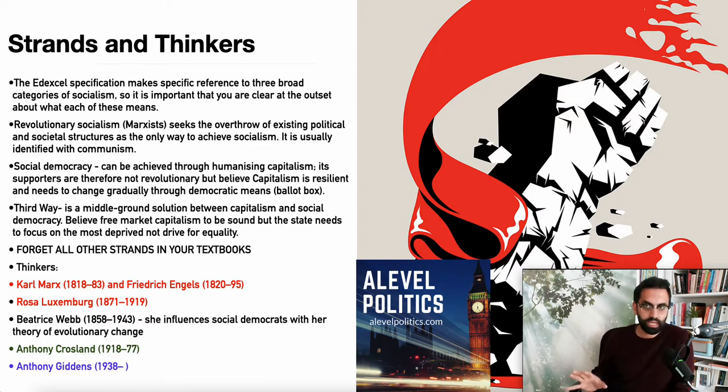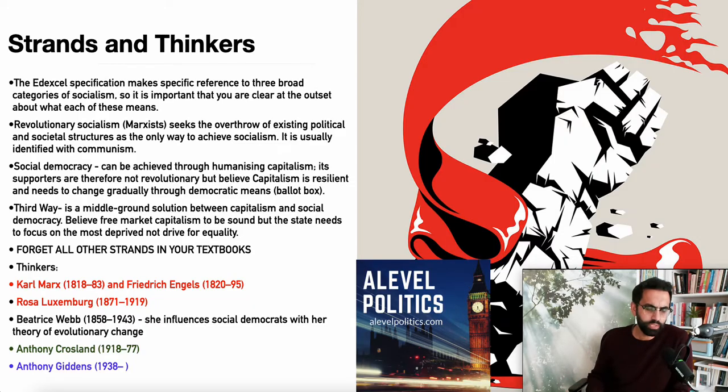Let's talk about Strands and Thinkers. The Edexcel specification, and actually the AQA, makes reference to three broad categories of socialism. It's important that you know what these three are and what they generally stand for. So you've got revolutionary socialism, also known as Marxism.